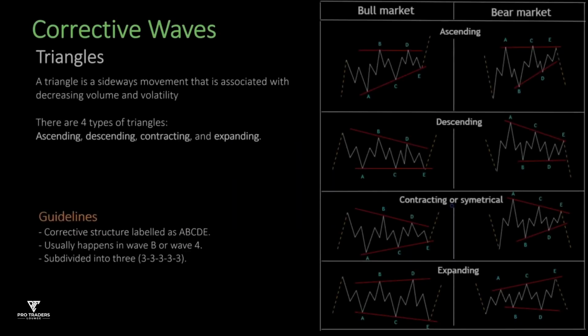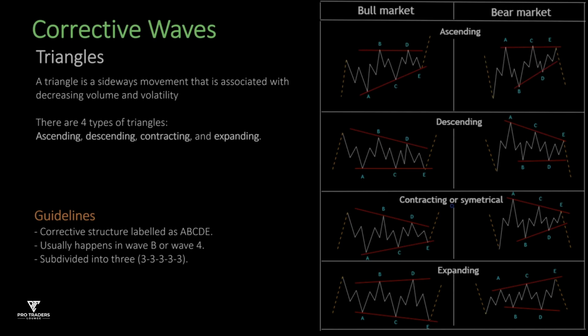Next up, we have triangles. So a triangle is a side wave movement that is associated with decreasing volume and volatility. There are 4 types of triangles, either ascending, descending, contracting, and expanding.